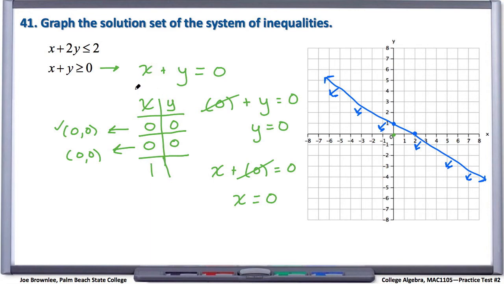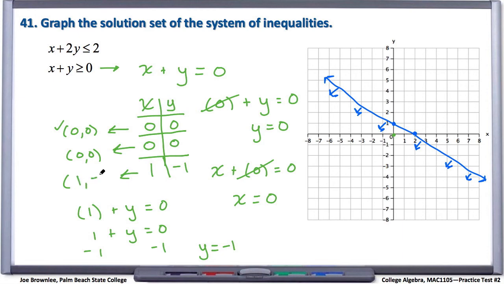We're going to plug it in and see what we get for y. So if we choose 1 for x, we'll get 1 plus y equals 0. We will subtract 1 from both sides, and that leaves us with y equals negative 1. So when x is positive 1, the corresponding y is negative 1, and now this becomes the point (1, -1). That is a new point, a different point, so we can go ahead and graph.